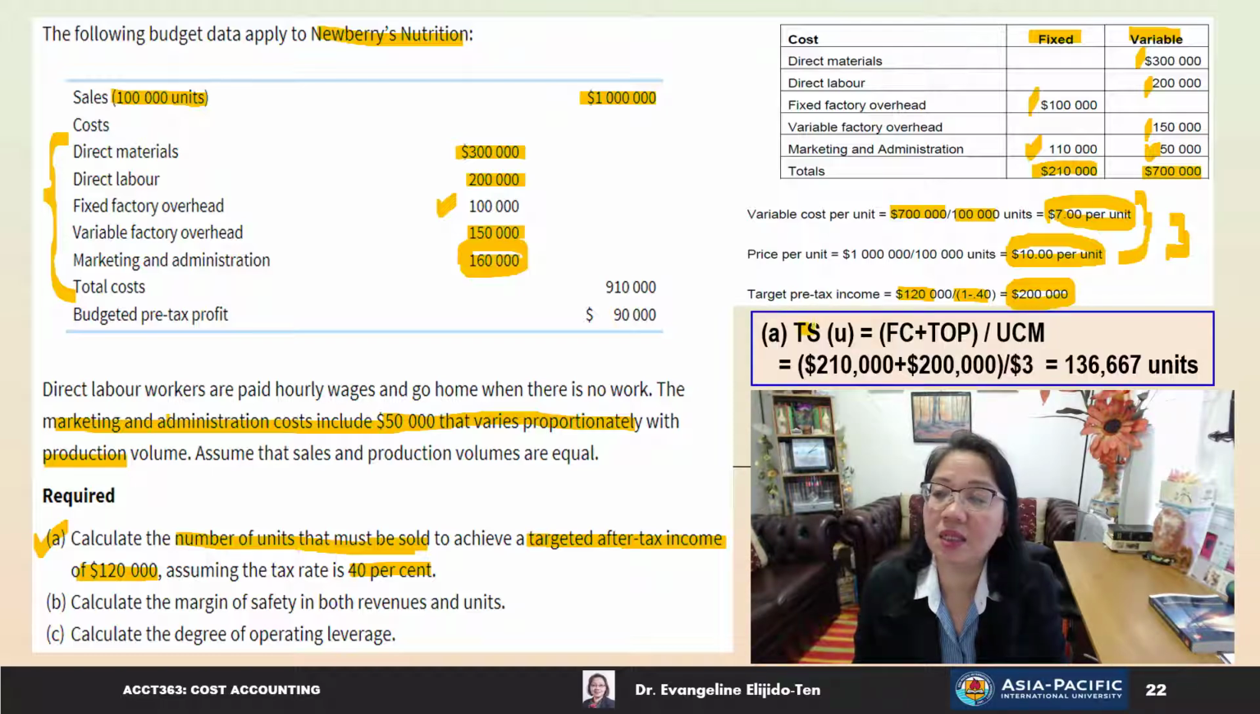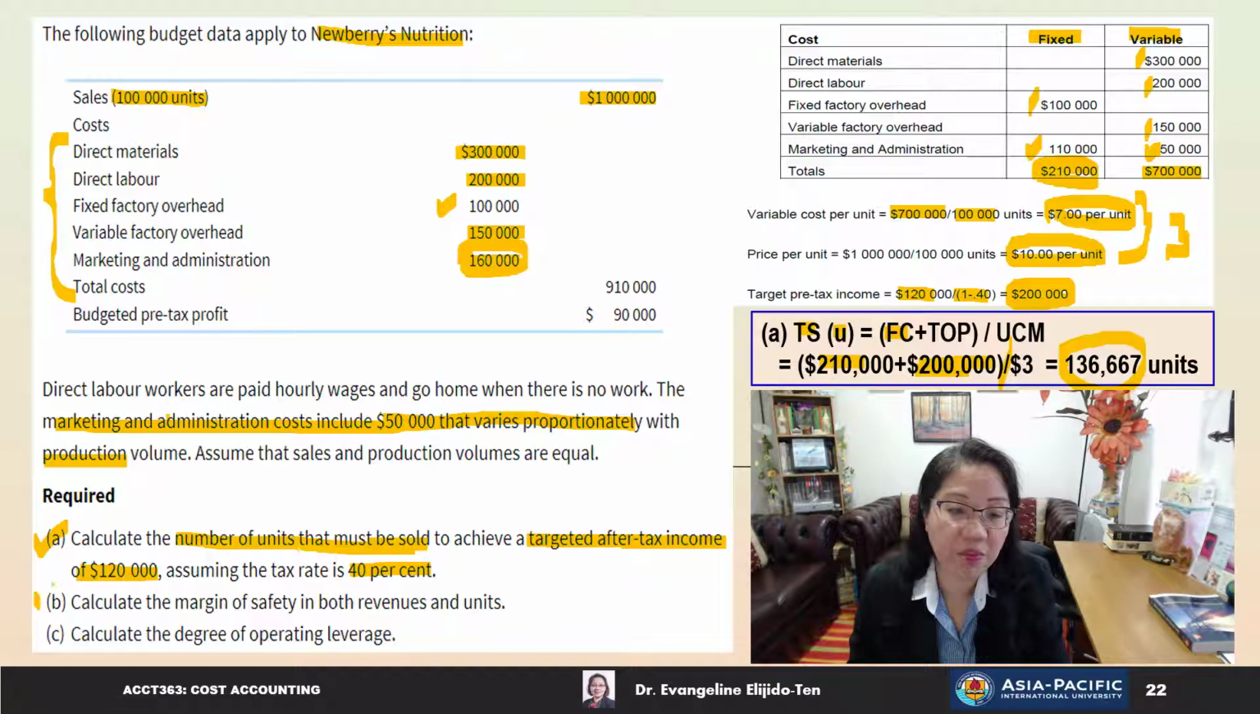What is the targeted sales in units? Well, it's simply the total fixed cost, which we have already calculated here, 210,000, plus the target operating profit, the before tax profit of 200,000. Remember, it's not the 120,000 because that's after tax. All right, so it's the 200,000 that we will add, divided by the UCM that we've calculated here, $3 per unit. So that will give us 136,667 units. Always round up.